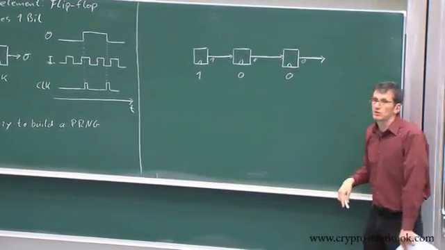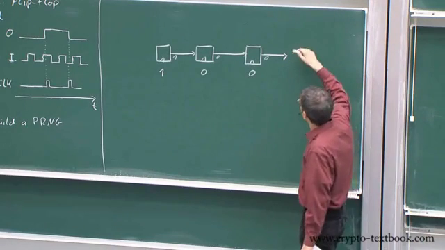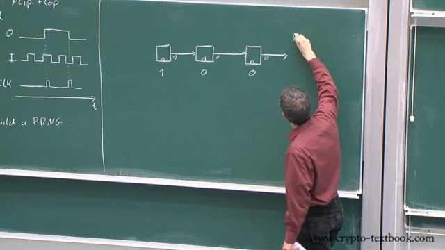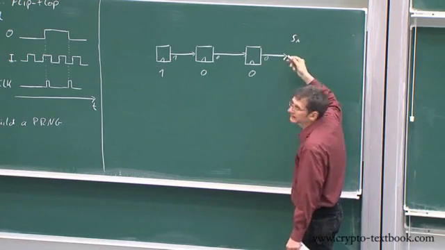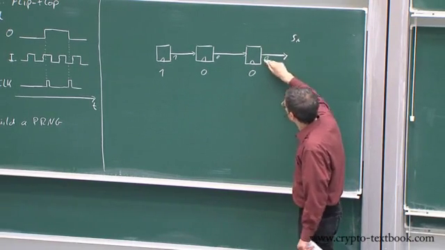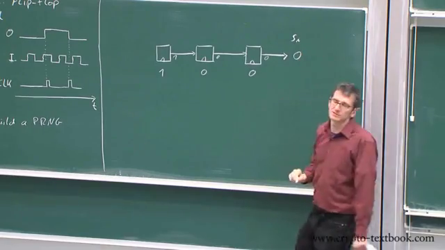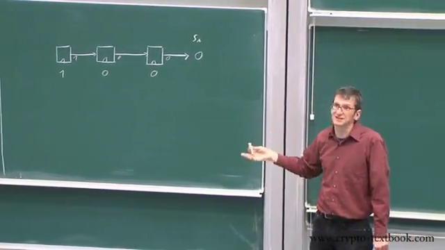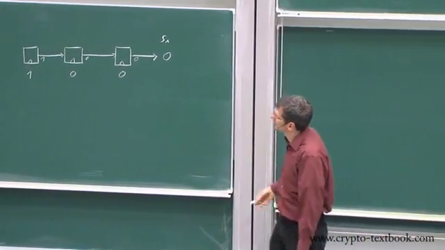So what we do now is, and this is the actual output. This is our s_i here, okay? What comes out here. So what do we see at this moment in time? We see this 0 at the output line, okay? And now we have to do something, otherwise it stays 0 and it's not very exciting. So we start clocking that.